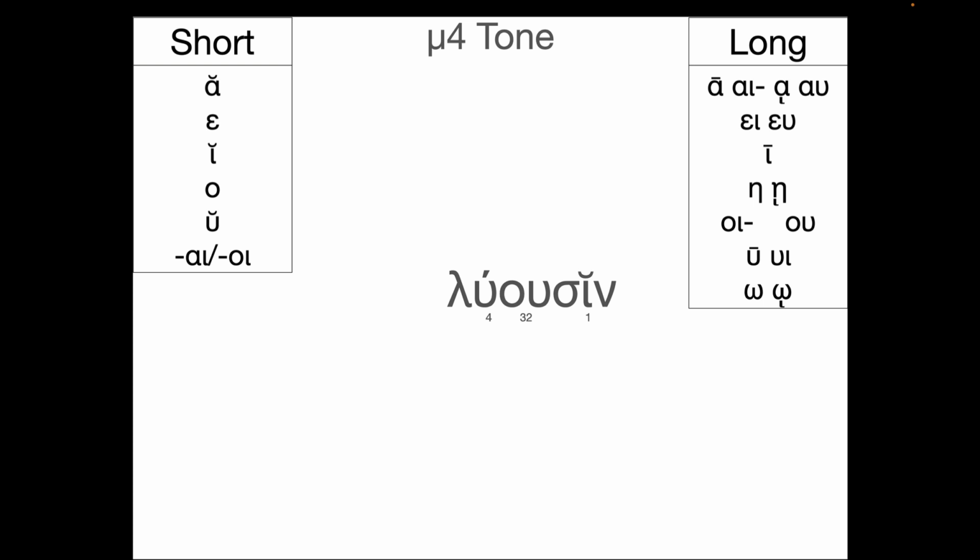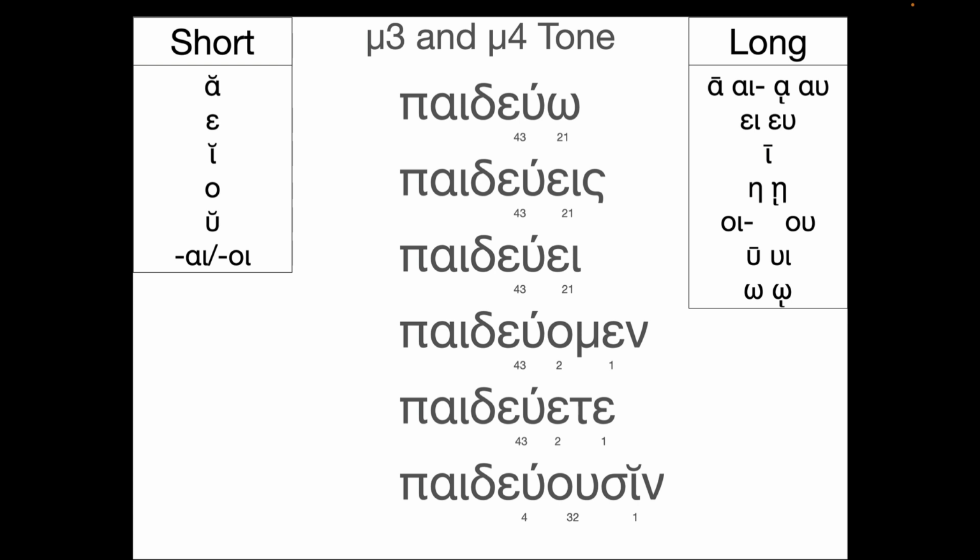But when we get to the "they" form, lusin, notice that 3 and 2 are now together in that diphthong υ. And guess what we have? We have Mora 4 tone expressed. This is exactly what our rule tells us is going to happen, and this is going to happen all over the Greek language. So I will prove it by showing you another verb.